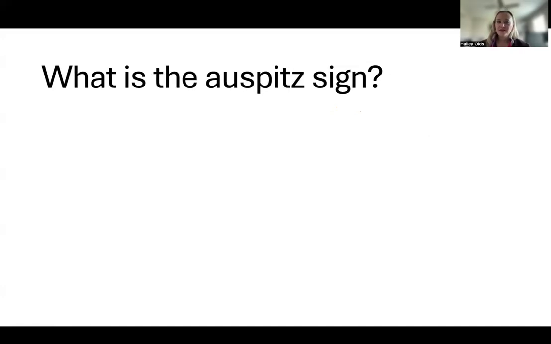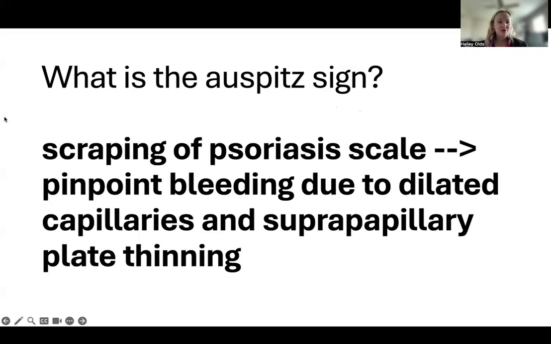And what is the Auspitz sign? So this relates to how you have those dilated blood vessels and the thinning of the suprapapillary epidermis. So if you pick off the scale, you see pinpoint bleeding, and that has to do with you picked it right at this spot, and there's a dilated blood vessel right there. Another good buzzword to know.